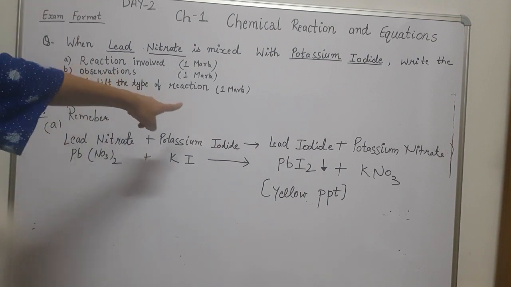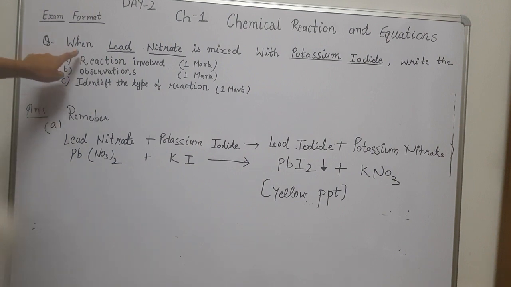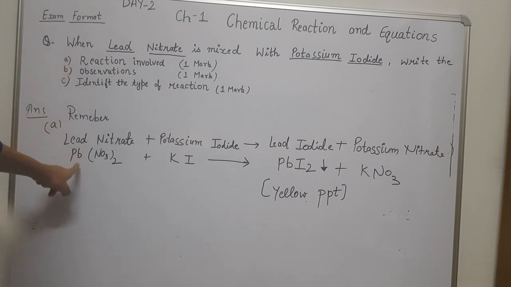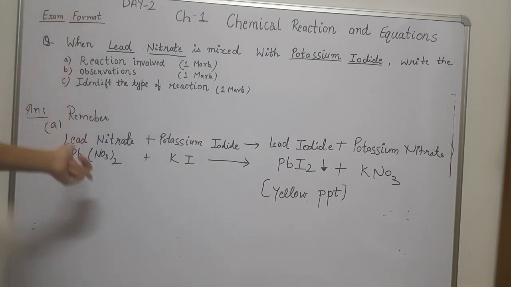Last one is identify the type of reaction. This is a type of double displacement reaction that I will be discussing in my upcoming videos. But for now, you have to remember the reaction and the method, how to derive the equation for each reagent. Second is observation. Observation here is yellow colored precipitates are formed. And third is identify the type of reaction. It is a double displacement or precipitate reaction. This part I will discuss later on.